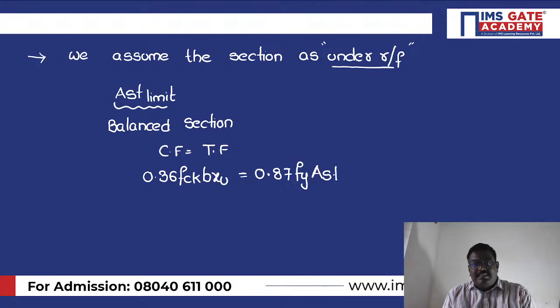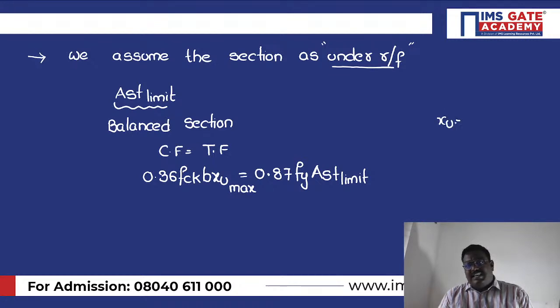As it is a balanced section, we can assume that xu is equal to xu max, and Ast can be written as Ast limiting. This is one of the important points I would like to add here. Whenever a section is balanced, we can assume that xu is equal to xu max, and we can also say that Ast can be assumed as Ast limiting. Based on these conditions, we can calculate the limiting area of steel.